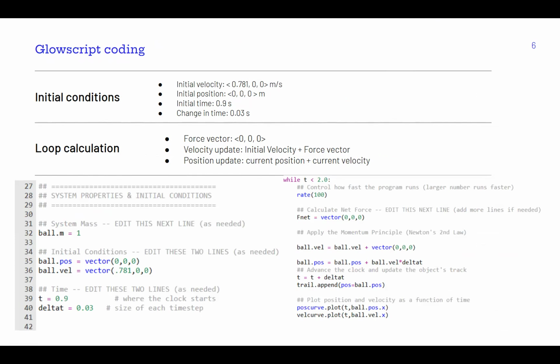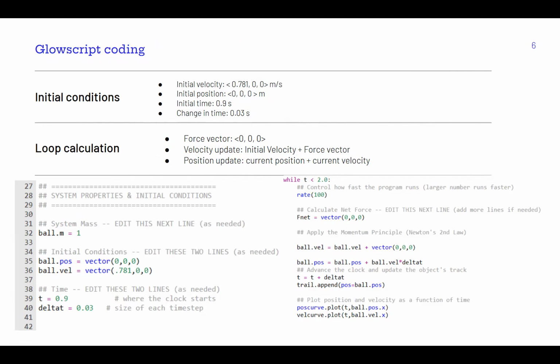For the GlowScript coding, we used our initial conditions as the initial velocity, which was 0.781 in the x direction and no velocity in other directions. Initial position to be 0, the initial time to be 0.9, and the change in time to be 0.03. There are no forces acting on the object, so the force vector was 0.